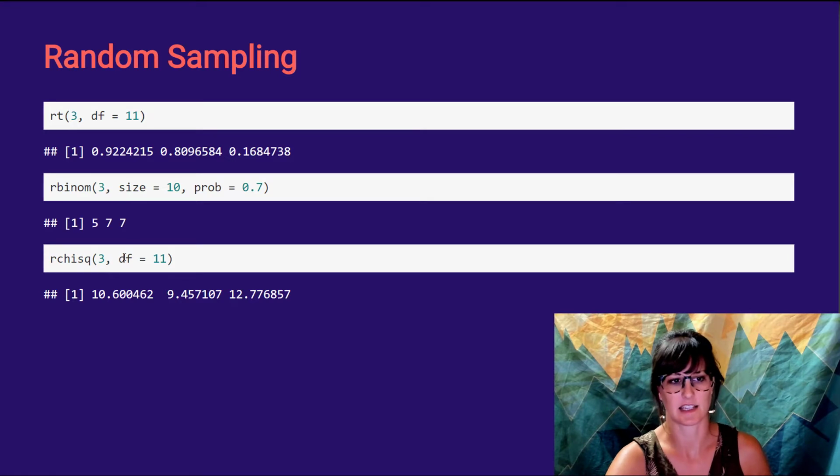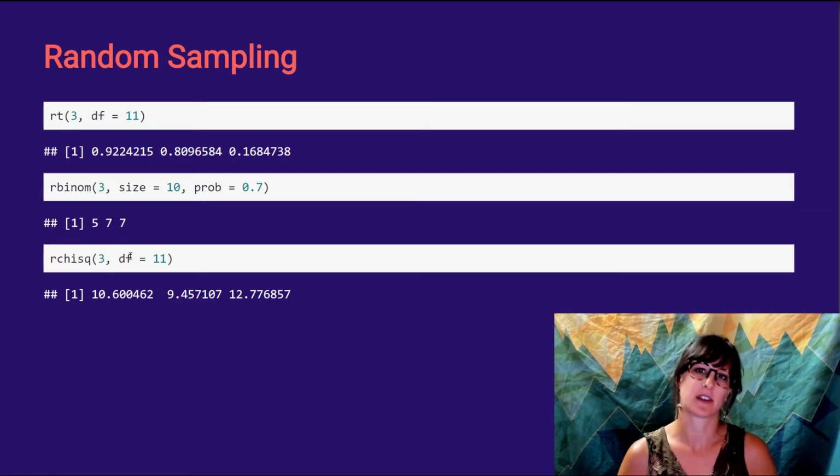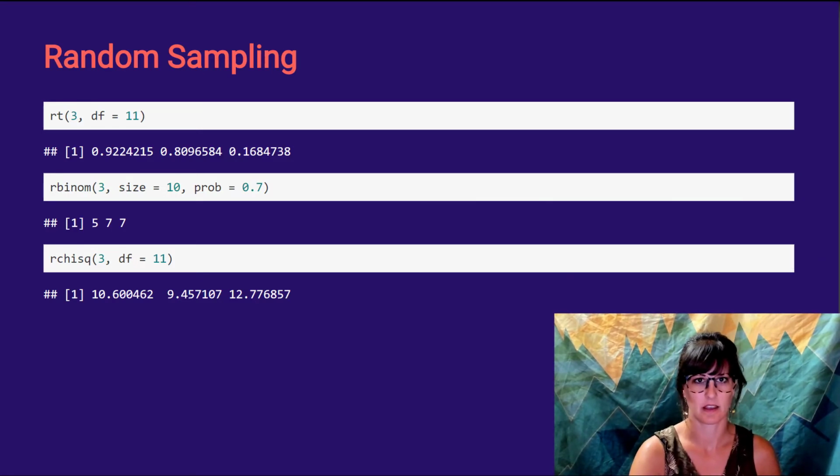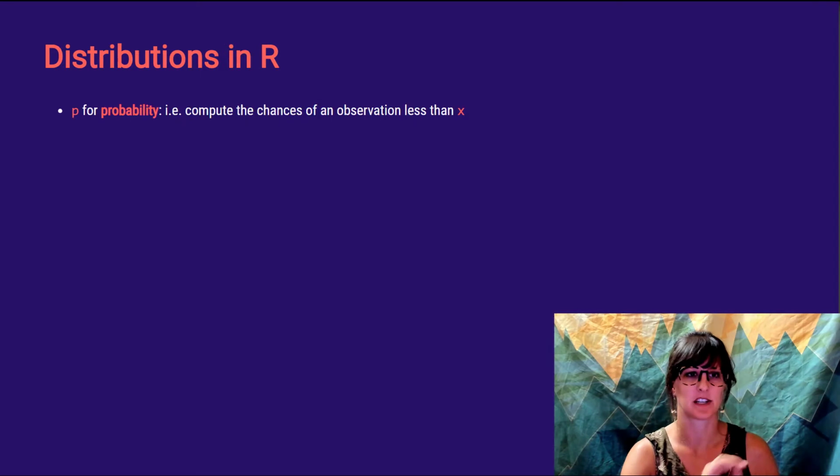And lastly, the chi-square. Again, not going to come up too much this week, but I want you to see it and know that it exists. So those are the R functions.